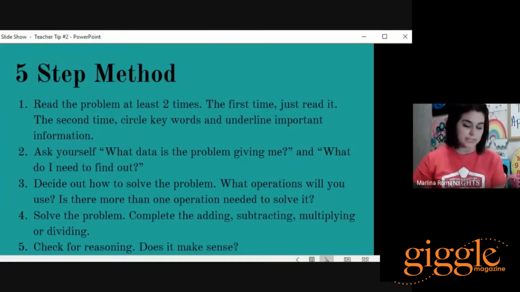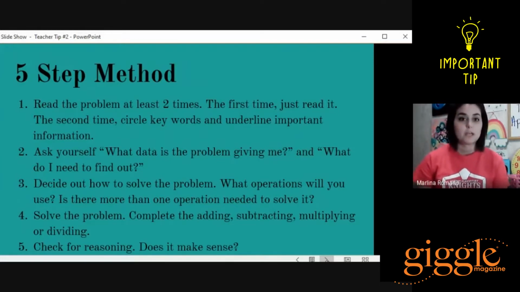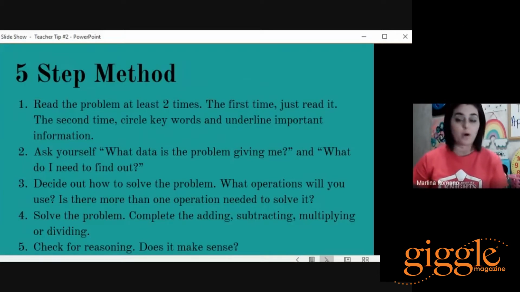And don't worry, I know it seems like a lot, but I will talk you through each and break each one down for you. So step 1 is reading the word problem at least 2 times. Now the first time, I want you to read it just from the first word to the last word. Just get it all in. The second time, I want you to circle keywords and underline important information. Now, keywords might be some clue words that indicate what kind of operation you might be using. For example, how many more I would circle because that is a subtraction clue.